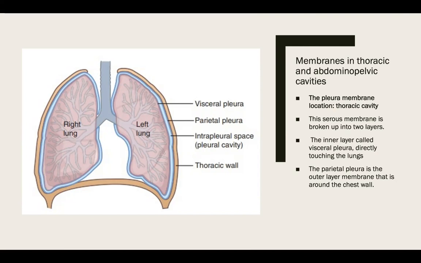We know this because any layer associated with the word viscera means it covers the organs, it is directly touching the organs. And the parietal pleura is the outer layer membrane, which is around the chest wall. We know this also because any layer associated with parietal is the one that is around the cavity.